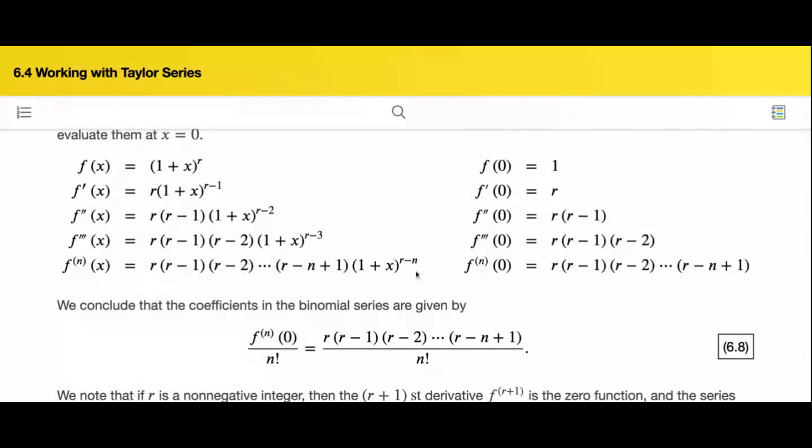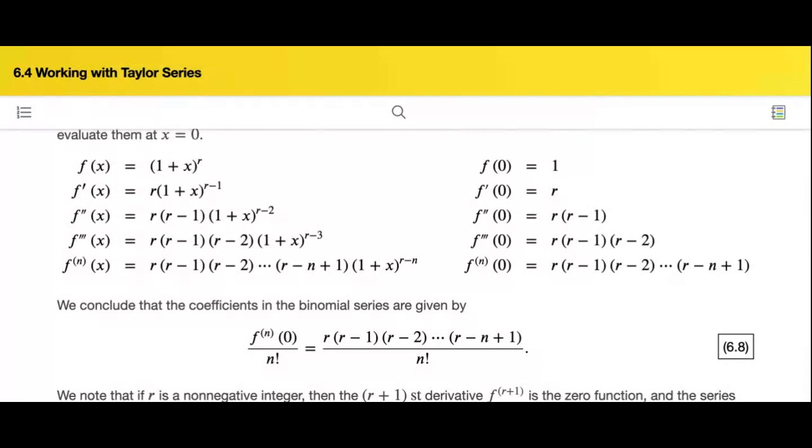Right? Because we're talking about the Maclaurin series, let's evaluate those at 0, because the Maclaurin series is centered at 0. So the function value will be 1. The first derivative at 0 will be r. The second derivative will be r times r minus 1. The third derivative will be r times r minus 1 times r minus 2. The nth order will be r times r minus 1, r minus 2, multiplied by r minus n plus 1. Right?